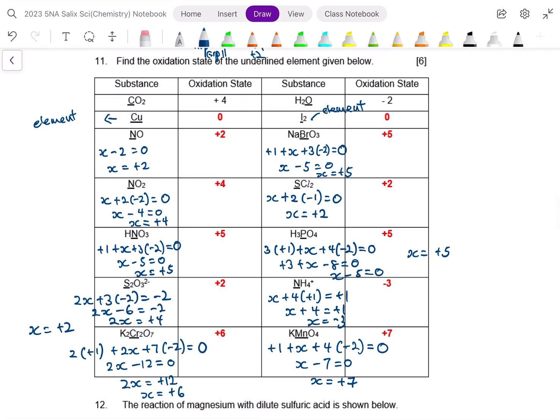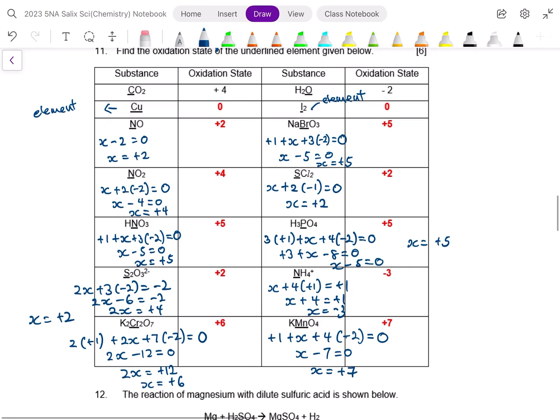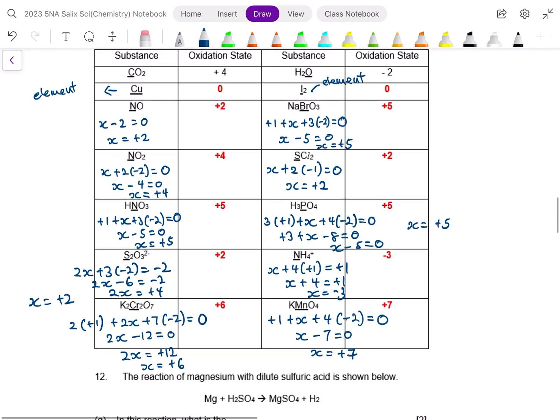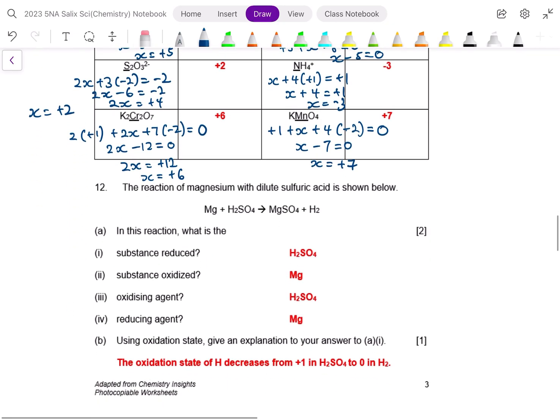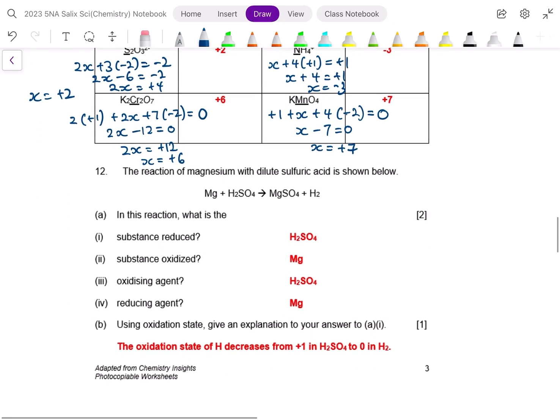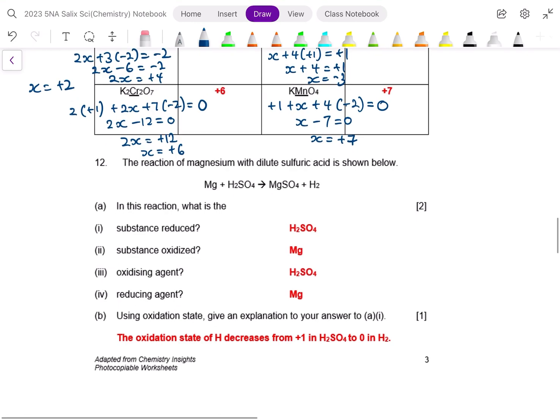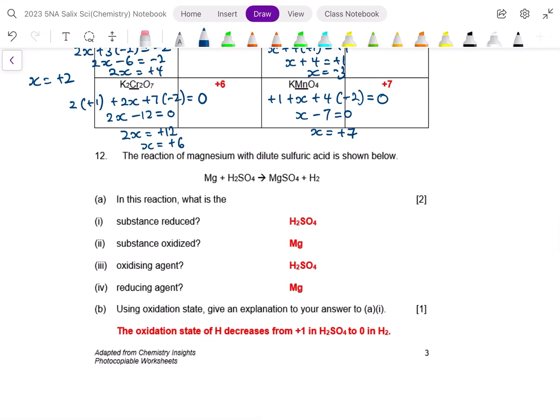Alright, okay, so this is question 11. Alright, okay, so my next one, okay, let's look at question 12. Okay, still on page 3.